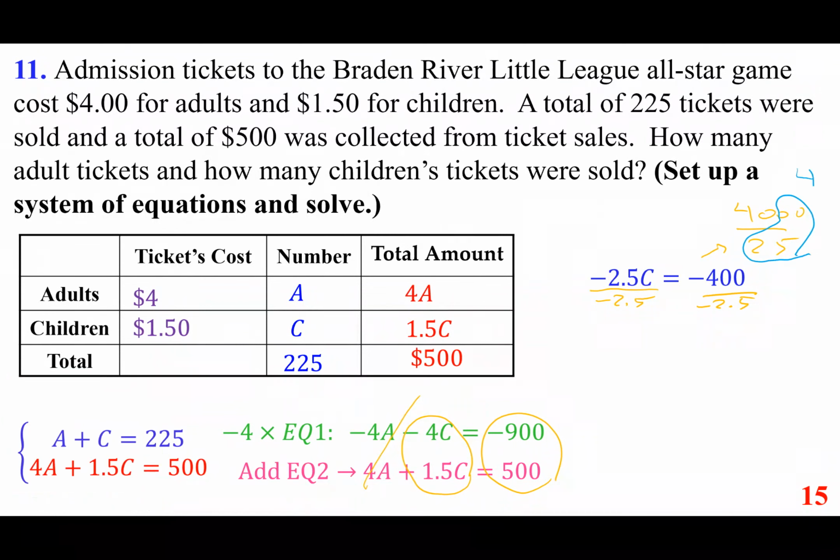4 times 40 is 160. And if the total is 225 and C is 160, A must be 225 minus 160, which makes it 65. So this equation works, and I'm going to leave it for you to check with this one, meaning for the adults, 4 times 65, for the children, $1.50 times 160, they must add up to $500. You want to check that out.